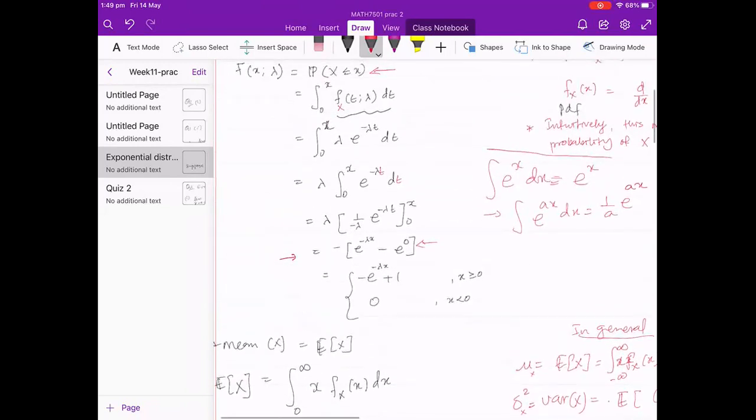All right. Any questions? In probability theory, we always give the set on which the probability is defined, and it should be 0 elsewhere. Okay? Because the probability of the entire line should be 1.